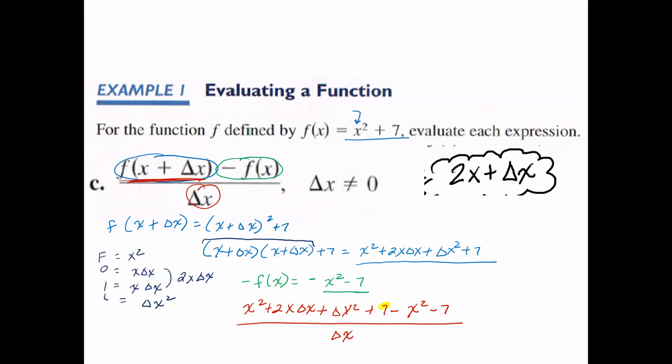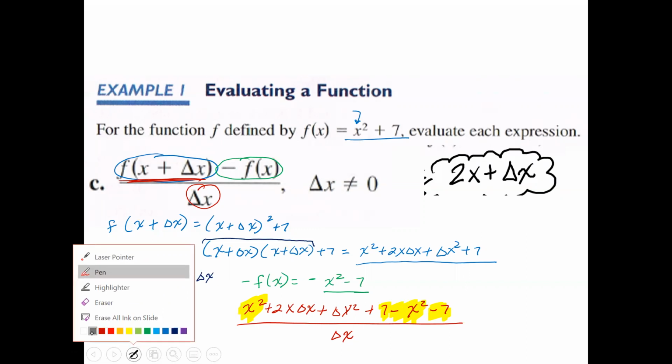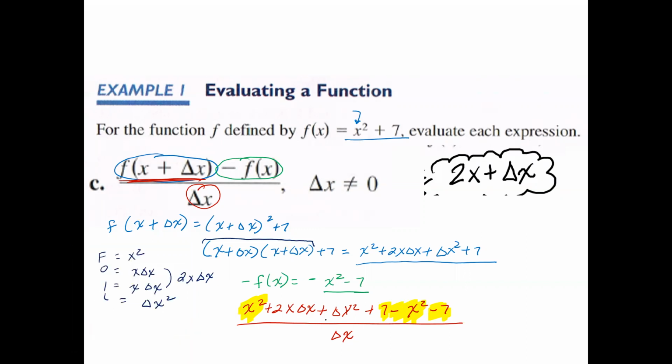So let's see, what can I cancel? I can cancel the 7 and the negative 7. I can cancel my x squared and my negative x squared, and I think that's all I can do. So then I have the following remaining. I have a 2x delta x plus delta x squared, which I can actually factor out a delta x. So I have 2x inside the parenthesis plus a delta x inside the parenthesis.